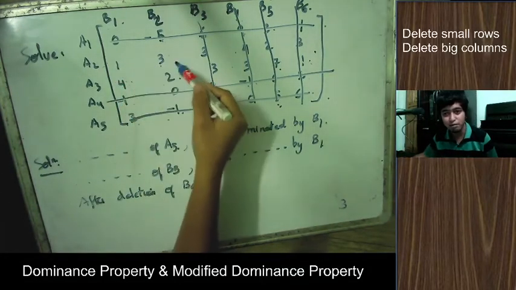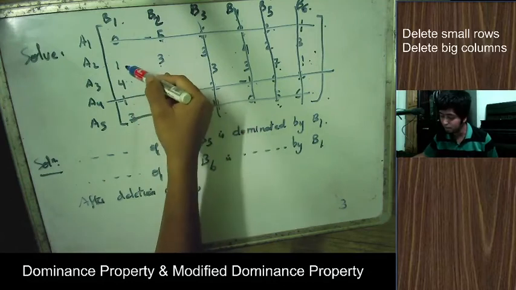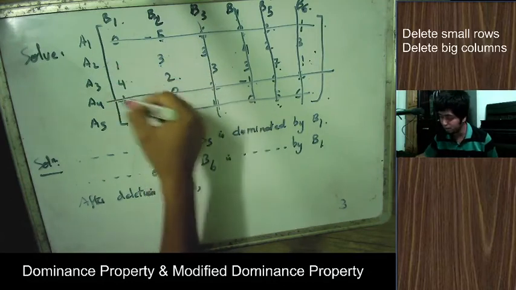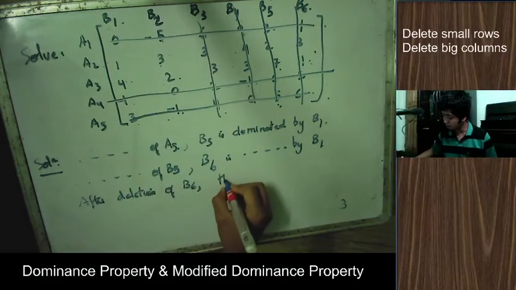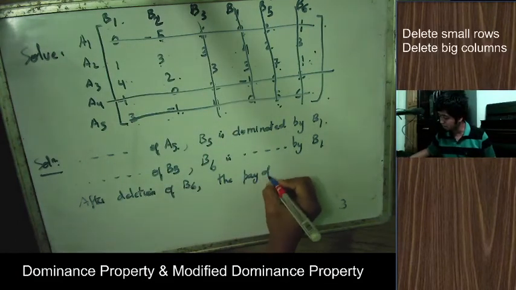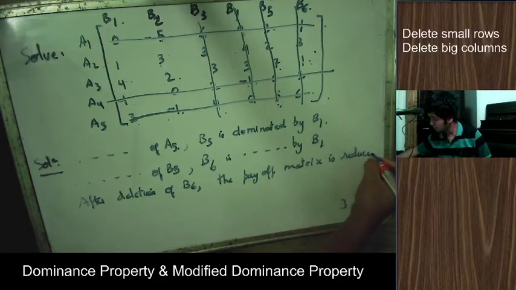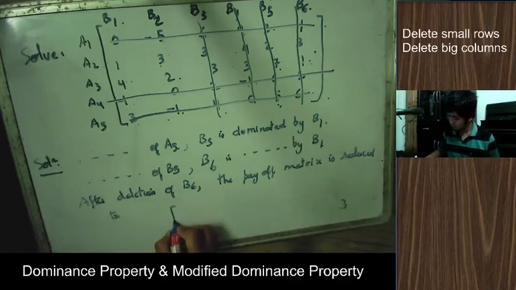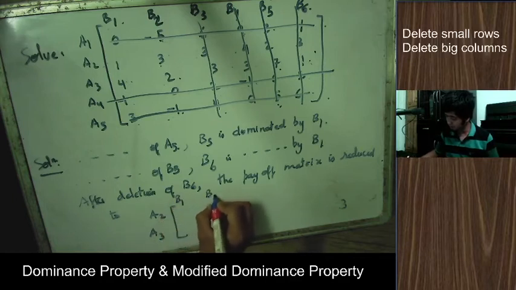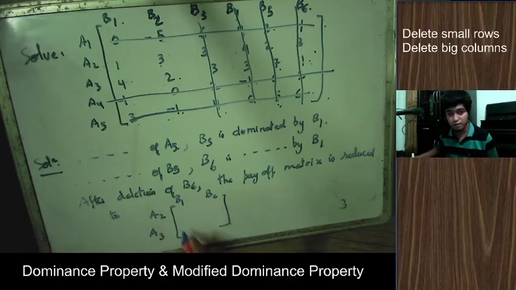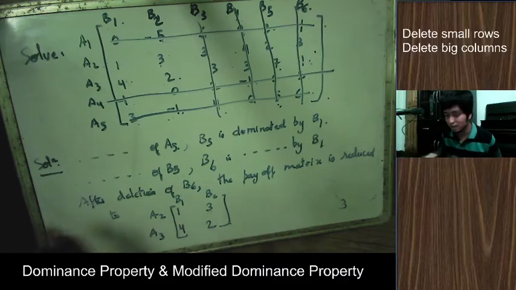As you can see, we can no longer use the dominance property for this one. Just have a look. The payoff matrix is reduced to A2, A3, B1, B2, with the numbers 1, 3, 4, 2. So this is a 2 by 2 game. We can easily use the formula for a 2 by 2 game, but you have to be very careful.